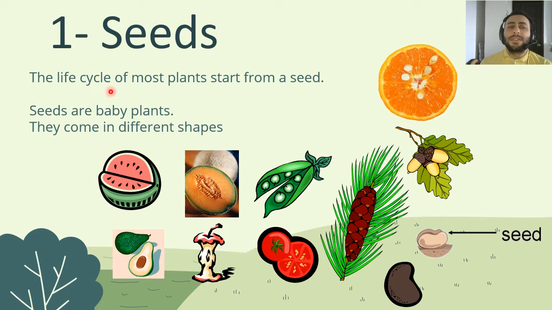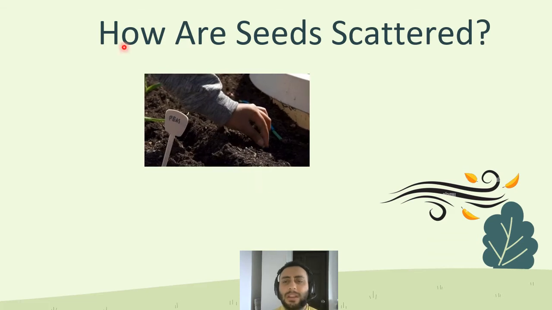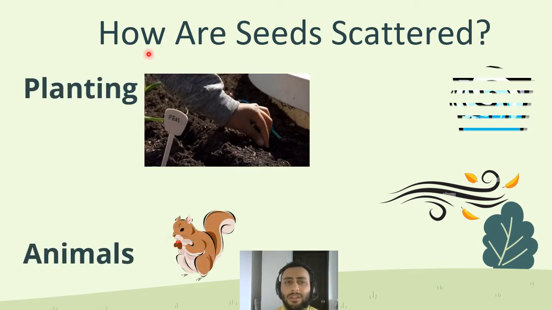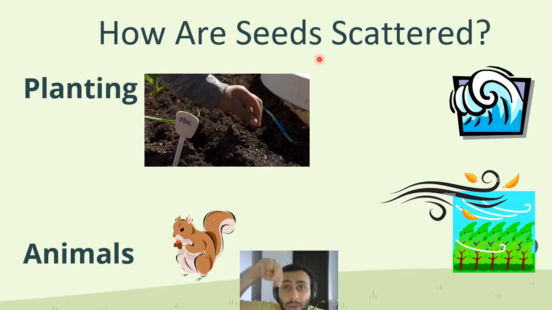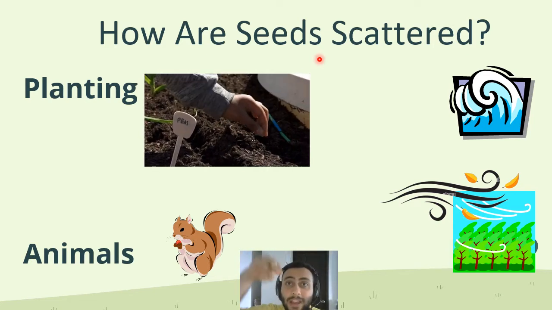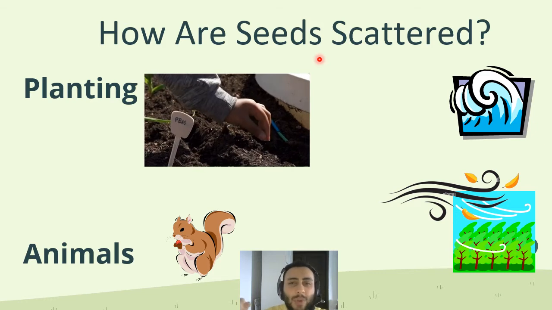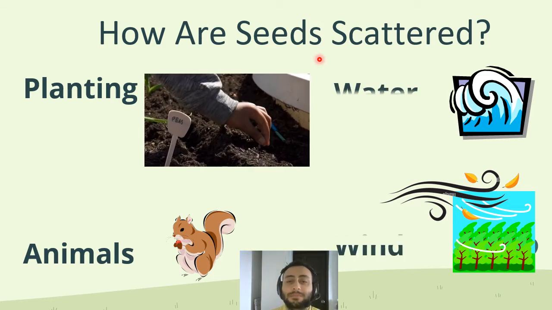Now, the life cycle of most plants start from a seed. For example, you start as a baby, right? But for plants, they start from a seed. So seeds are stage one. Now you're wondering, teacher, how are seeds scattered? Seeds don't have legs. They cannot walk and grow, right? So how are they scattered?